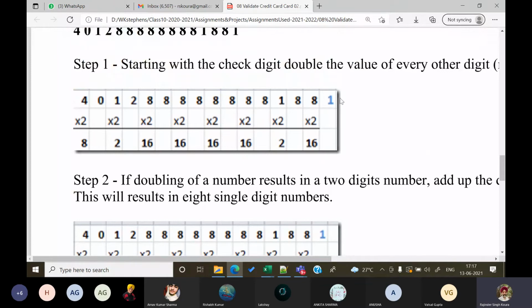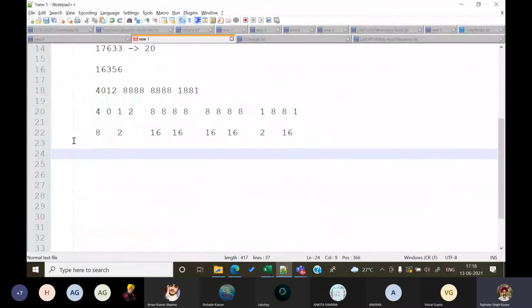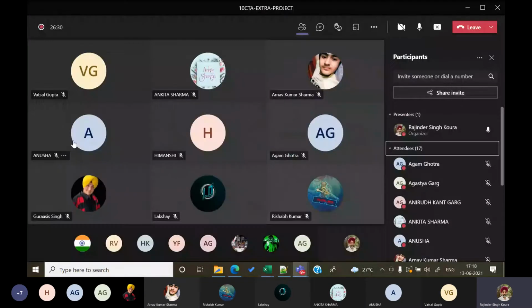So leaving out the last digit, we take the alternate numbers. We start from 8, multiply it by 2, and we get 16, then 2, then 16, 16, 16, 16, 2 and 8. Did you get this? Yes, sir. Okay. If anyone has not got this process, tell me.